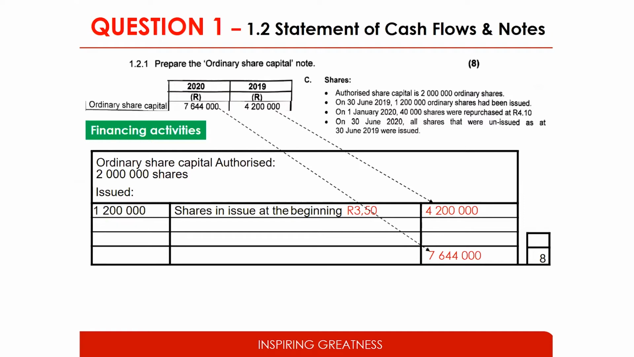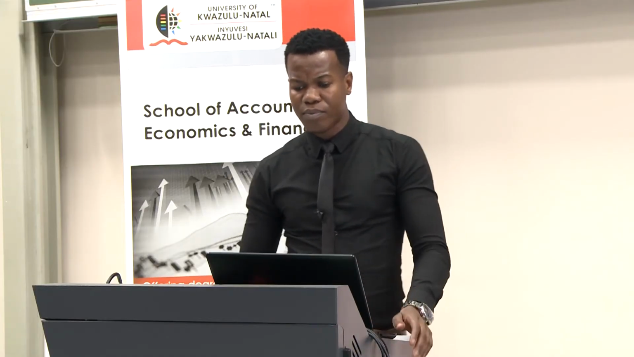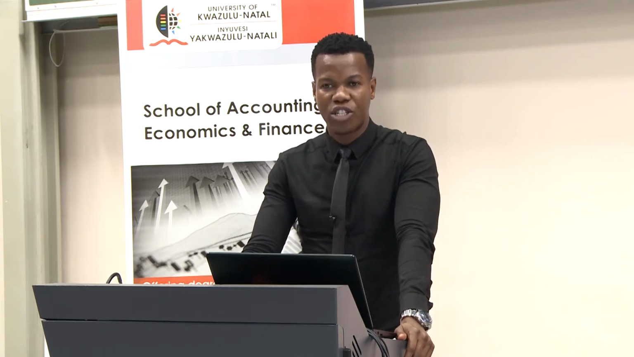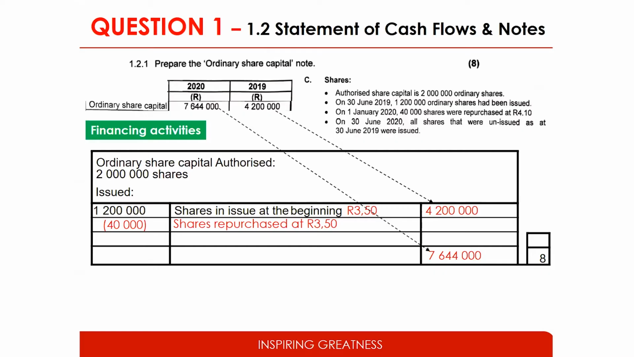Now, when you go back, you take your 4.2 million and you divide it by the number of shares. That will give you how much per share we issued those shares for. So each share we sold for 3.50 rand. Now the next bullet is that the company decided to say, look, we want to buy some of our shares back from the shareholders that we previously sold shares to. And these were repurchased at 4.10 rand per share.